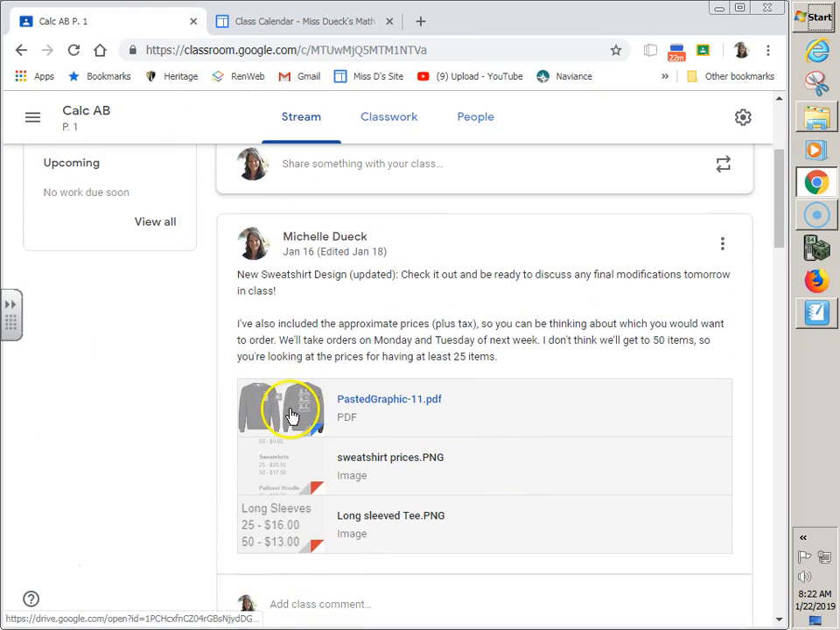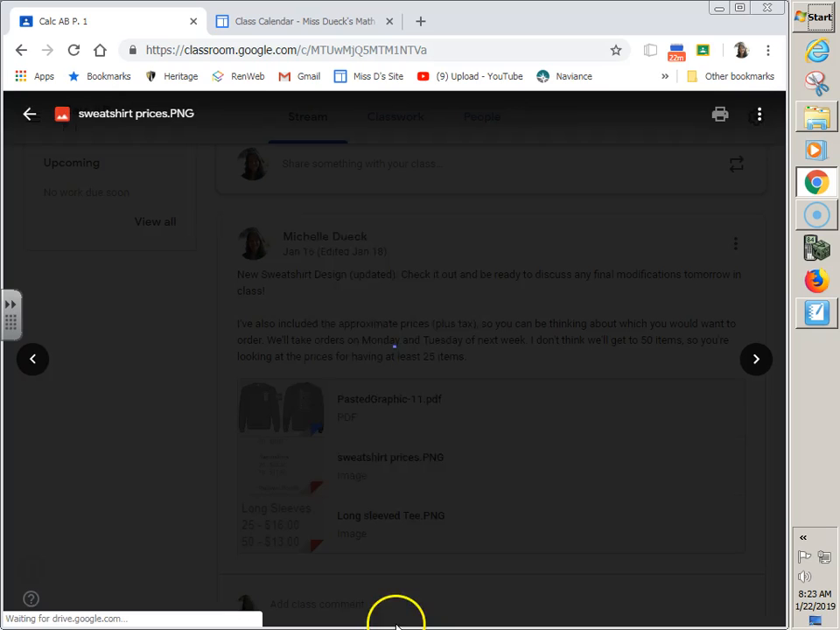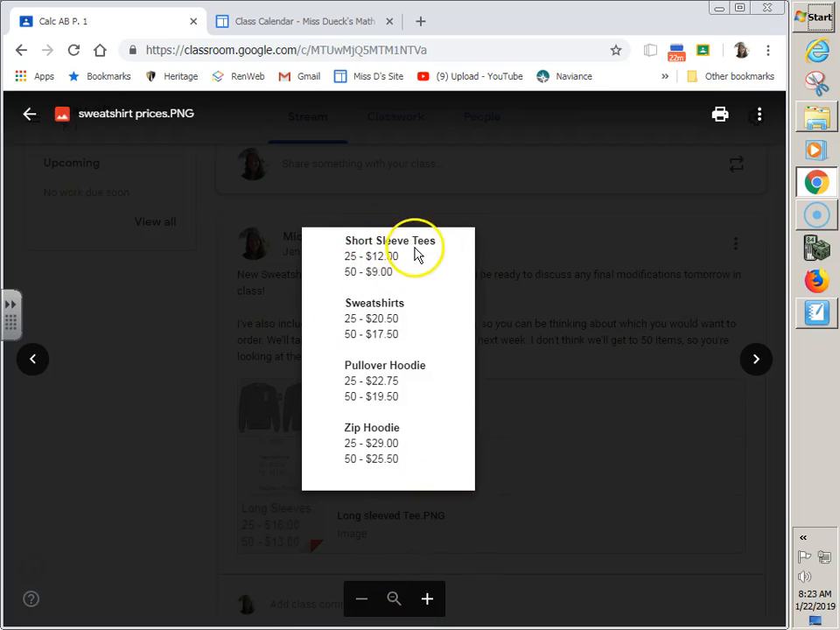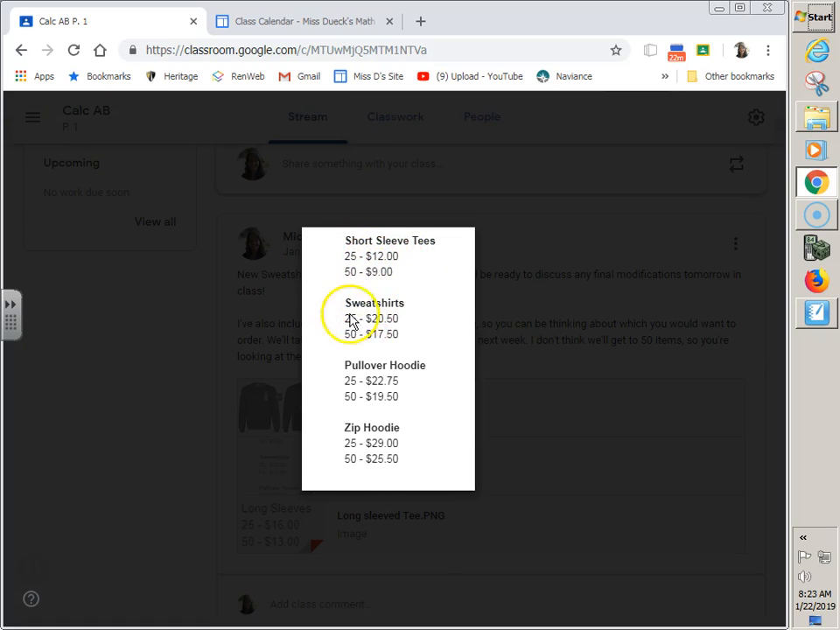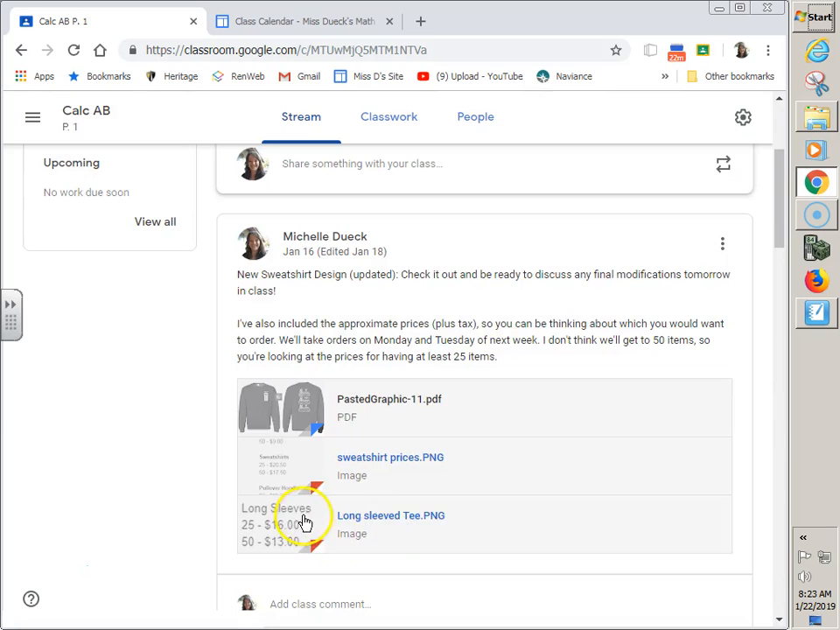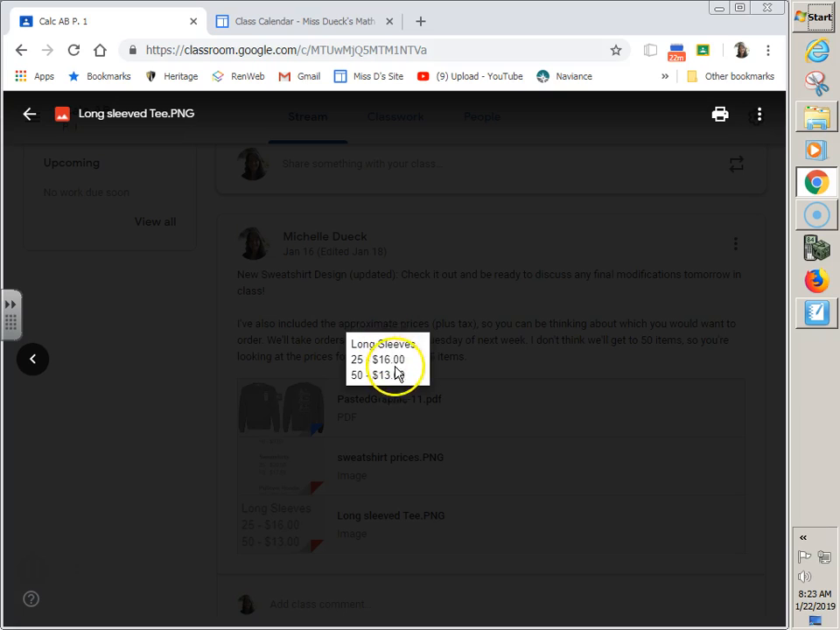But what else is in here? Didn't I put down the sweatshirt design, and didn't I put down prices real quick? So there's a short sleeve t-shirt. We're going to be hitting the 25. I doubt we're hitting the 50. So plan on that plus tax. I'll get you a final amount once they get me the invoice. Sweatshirts, that's a crew neck. Pullover, that's a normal hoodie. Zip is going to have a hoodie also. And then I also threw in, Grace, you asked about the long sleeve t-shirts.